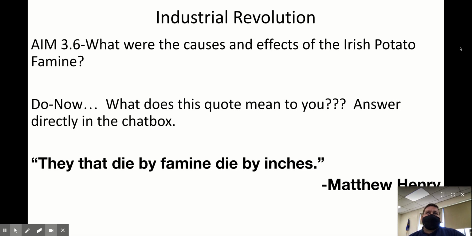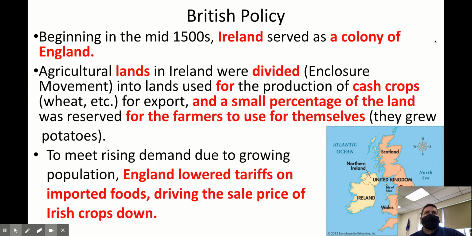All right, so AIM 3.6 should be in your book. What are the causes and effects of the Irish potato famine? We just talked about the quote, so here we go. All right, lots of notes. I'll give you a minute.